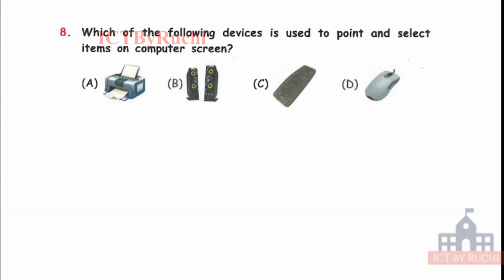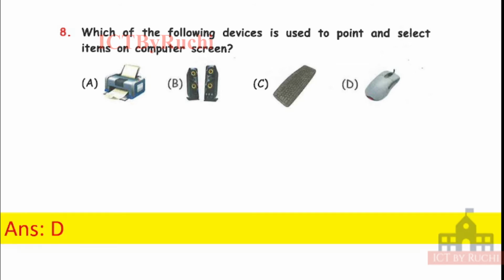Next question, which of the following devices is used to point and select items on a computer screen? A, printer, B, speaker, C, keyboard, D, mouse. Give me the answer. I asked you point and select. As I told you, it is a pointing device through which we can select and click. So the answer is D, mouse. Mouse is a pointing device through which we can select any option and click on it on a monitor screen.